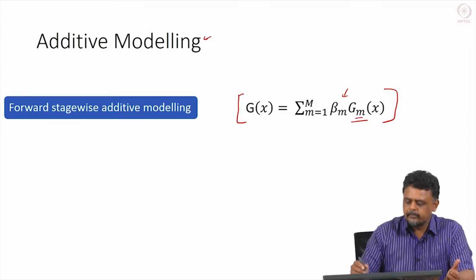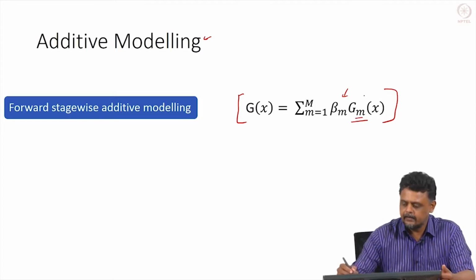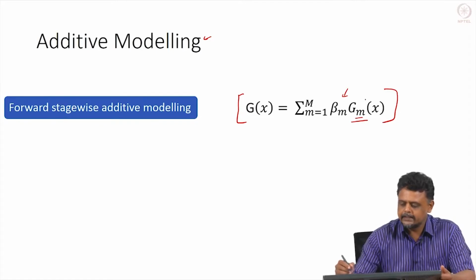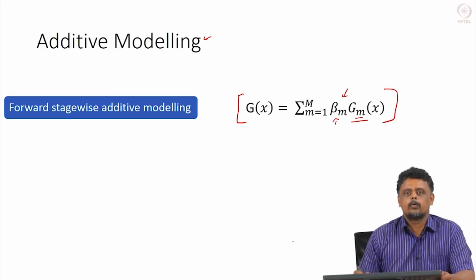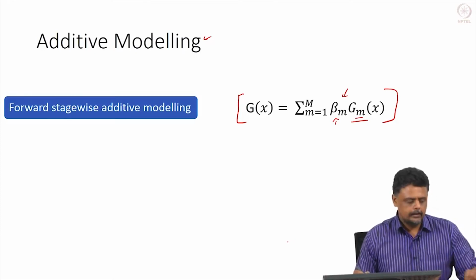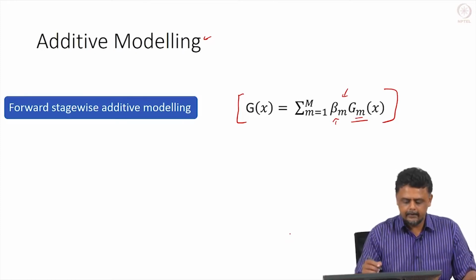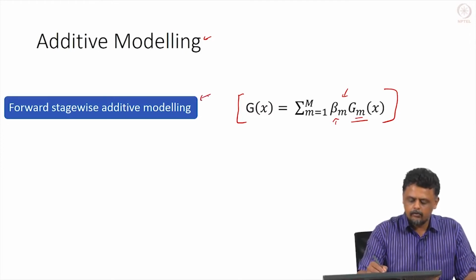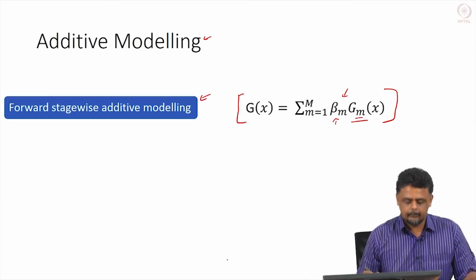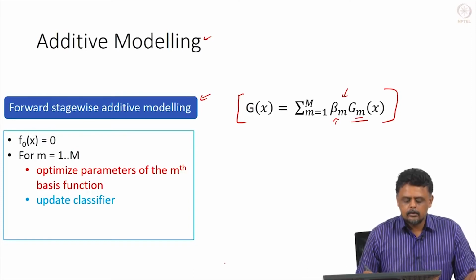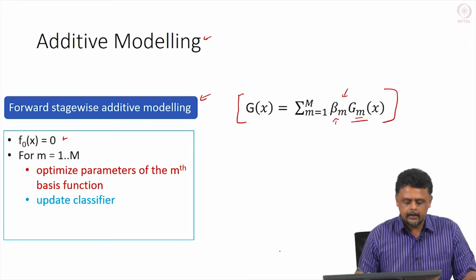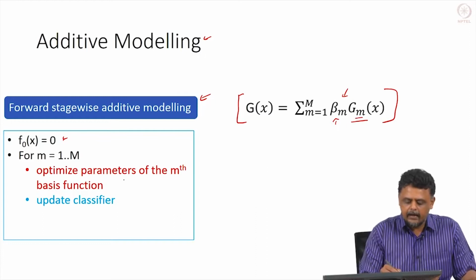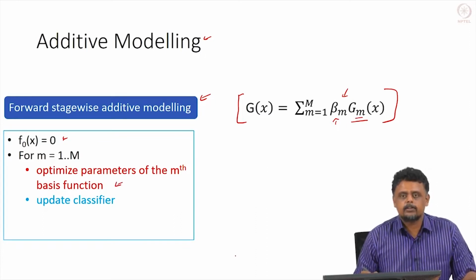Okay. So, now the problem is when we have a cost function, the individual classifiers will have their own parameters, and we also have to estimate these beta m's. Okay. So, how do we go about doing that? That is accomplished using forward stagewise additive modeling. So, let us have a look at that. We start off with a function initialized to 0, then for m steps, so as many classifiers as we have, optimize the parameters of the mth basis function or classifier.